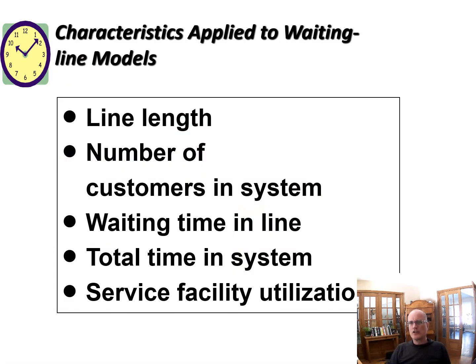Now we're going to talk about actually calculating how many people we have in line and how long they wait on average. In that we have line length, so how many people are waiting in line, number of customers in the system, and that is line length plus the number of customers being served, time they spend waiting in line, time they spend in the system, and the time they spend in the system is expected time in the line and expected time in service. And the last thing is service facility utilization.